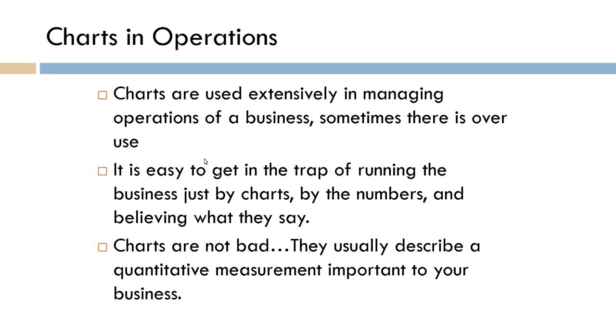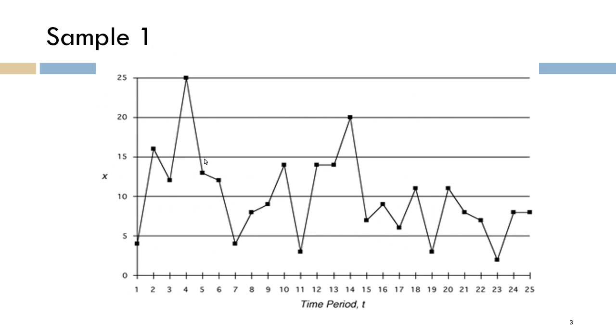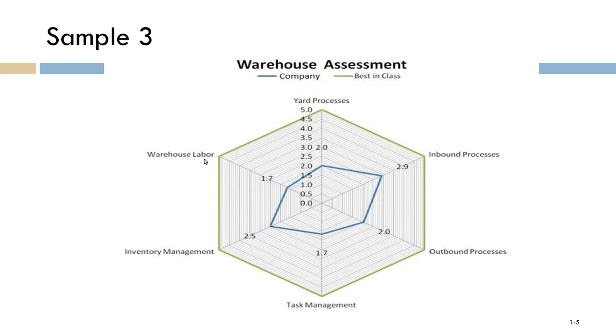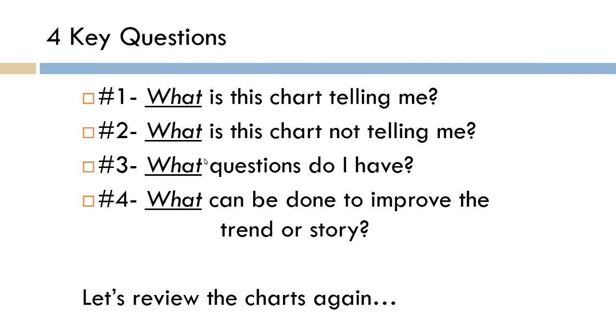I'm going to show you a few charts real quick, and then we're going to talk about them. Here's chart number 1. Chart number 2, something to do with timber production. And chart number 3, which is called a spider diagram. I'm not sure how used to these anybody is, but they're pretty good, though they can be a little busy to look at. So, 3 different samples of charts.